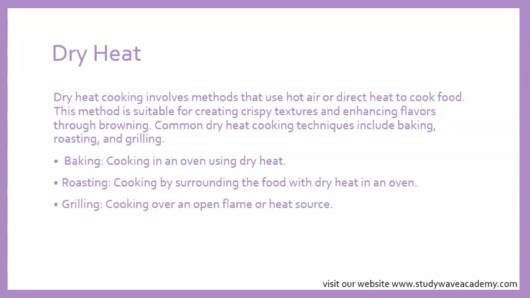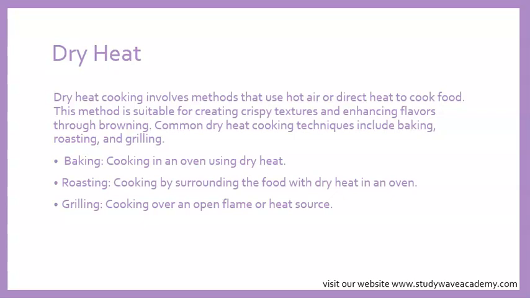Good. So we have looked at two classifications of cooking methods. We looked at the moist heat. It involves boiling, cooking food in hot water, steaming, cooking food with steam, and simmering, cooking at the temperature just below boiling. Then we looked at dry heat cooking. This involves baking, cooking in an oven using dry heat, roasting, cooking by surrounding the food with dry heat in an oven, grilling, cooking over an open flame or heat source, right?